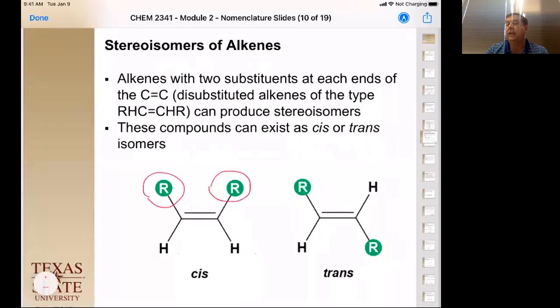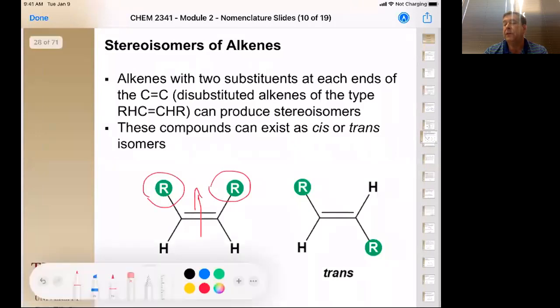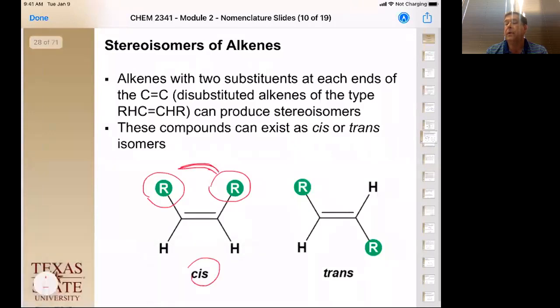And if they're on the same side, they're next to each other, they can touch each other. This is what we call our cis, or same side, substitution pattern. However, if they're on opposite sides, see how these 2 R groups cannot touch each other because they'll touch hydrogens first? That gives us our trans configuration. So imagine that being the opposite configuration. So we have same side and opposite side.